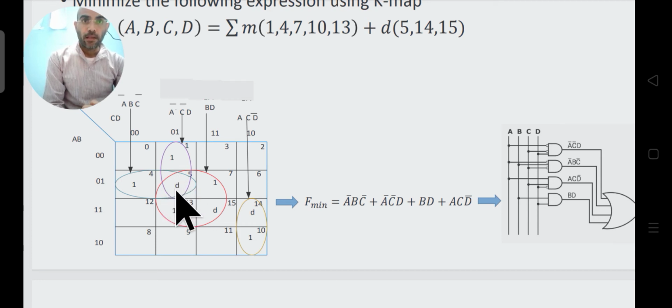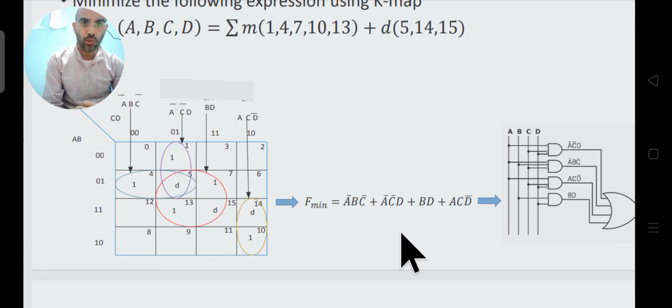So these are the 2 pairs, and then one more pair we can form, this particular pair. So all the don't cares are used in this question, and no don't care is left out. If any don't care is left out and not used in forming a group, no need to worry about it; you just leave it like that. But here we can see that all of them are included, and corresponding to these groups, the terms are also written here.